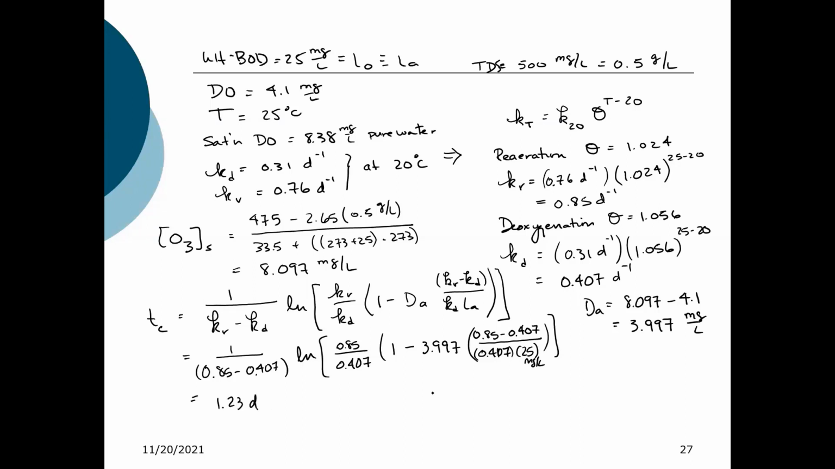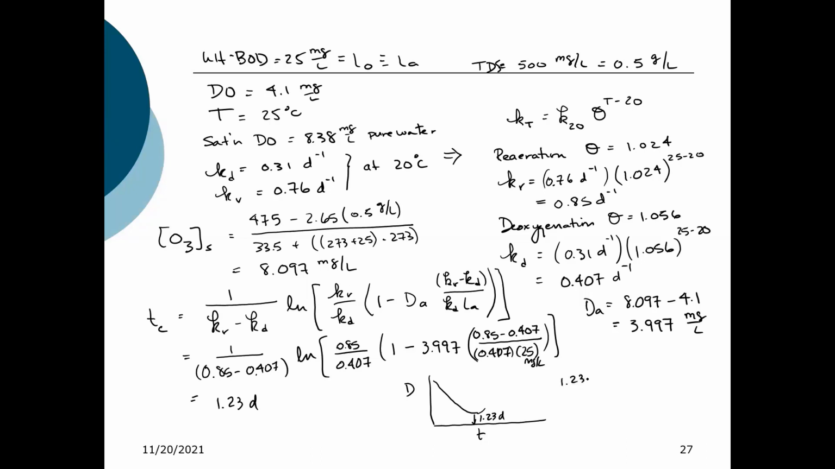1.23 days. So if we think about this, this is our deficit versus time. This is going to decrease until the point where the stream has moved, or that packet has traveled the equivalent of 1.23 days. Now we were given the velocity in the stream, so we could actually calculate the distance.